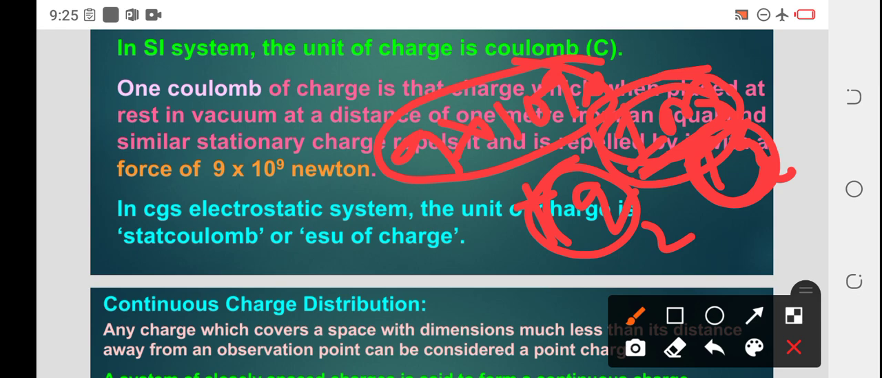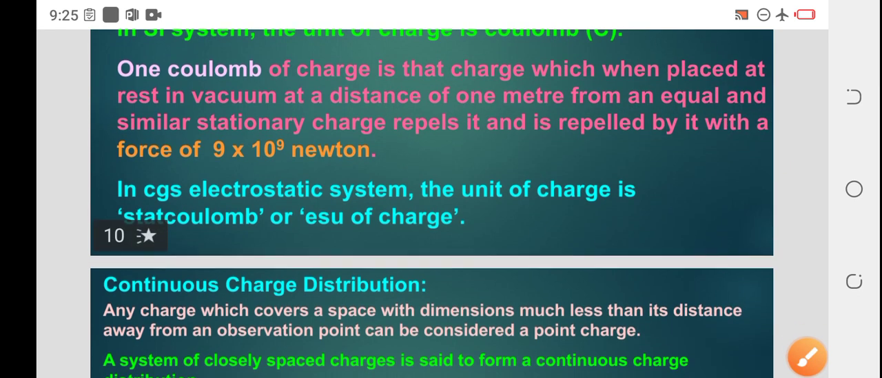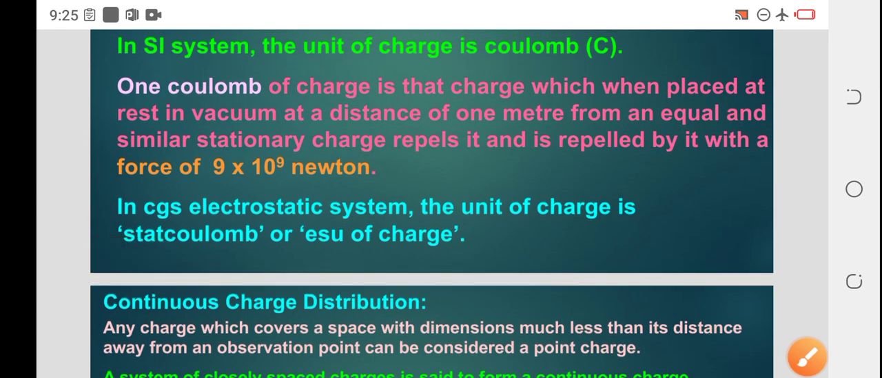In CGS, the unit is ESU, electrostatic unit. It will be what? Electrostatic, ESU.